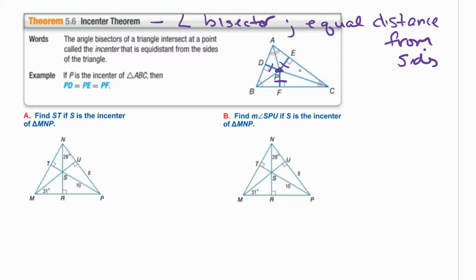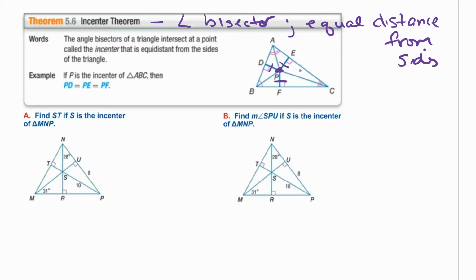So with a circumcenter, you create it by finding the perpendicular bisectors of the sides, and that intersection point will be equal distance from the vertices, or from the angles. With the incenter, you find the three angle bisectors. The incenter is the intersection point of those, and that intersection point is equal distance from the sides.